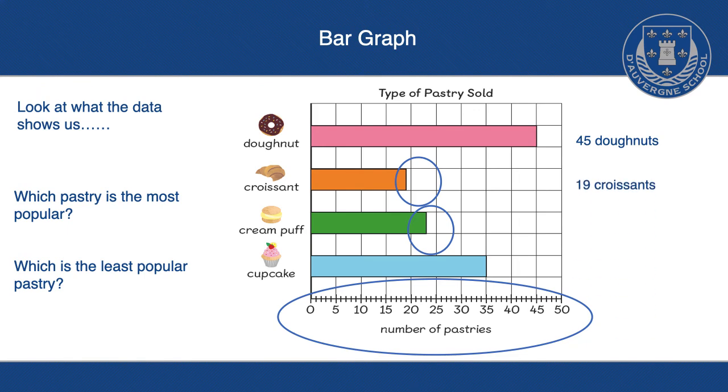So we've got 45 donuts, really simple, and there are 19 croissants. Now, how you could do this is look at the big numbers that it's in between. So the croissant is in between 15 and 20. So the answer is going to be in between those two big numbers. And if you look carefully at the scale, it's closer to the 20.